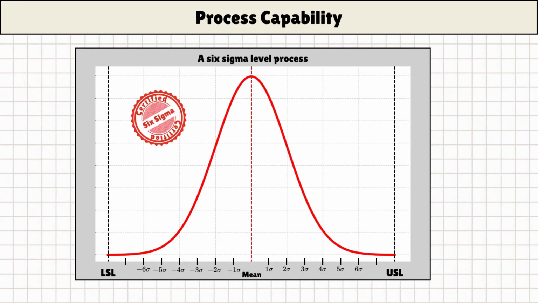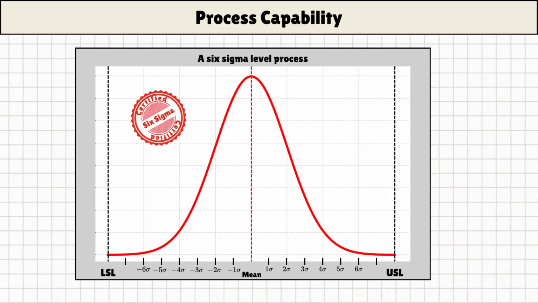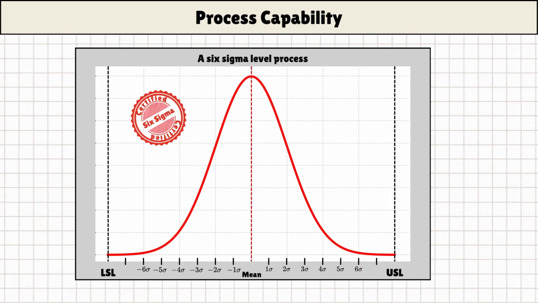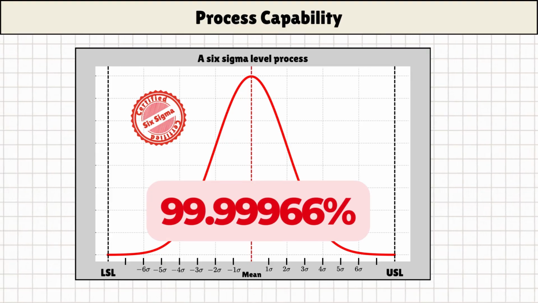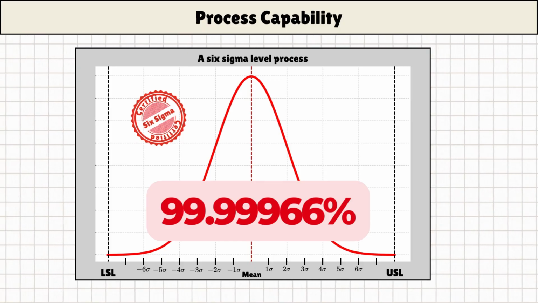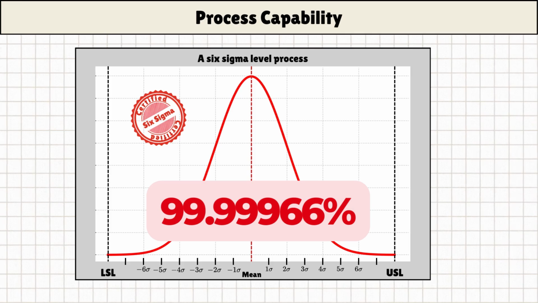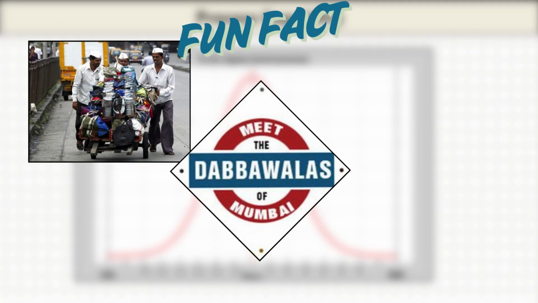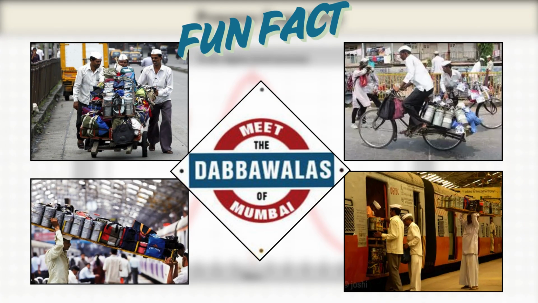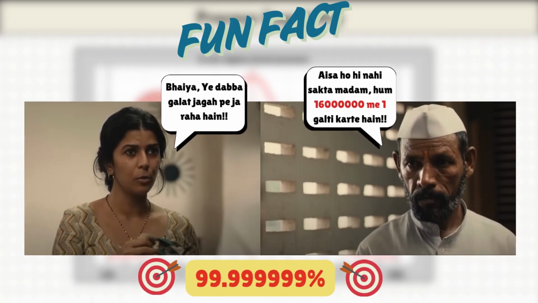Thus, a Six Sigma capable process means even at plus minus 6 standard deviations, we stay within the limits, that is around 99.99966% accuracy or 3.4 errors in 1 million opportunities. Here's a mind-blowing fact. One of the best Six Sigma performances in the world comes from India's very own Mumbai Dabbawallas. These food delivery masters operate at a staggering 99.99999% accuracy, which means they make just one mistake in 16 million deliveries. Now that's a level of excellence worth striving for.